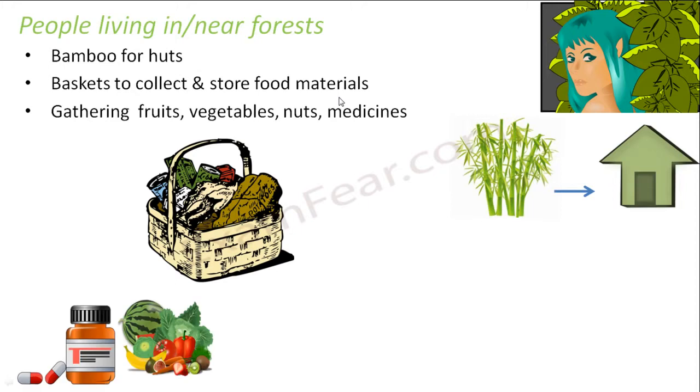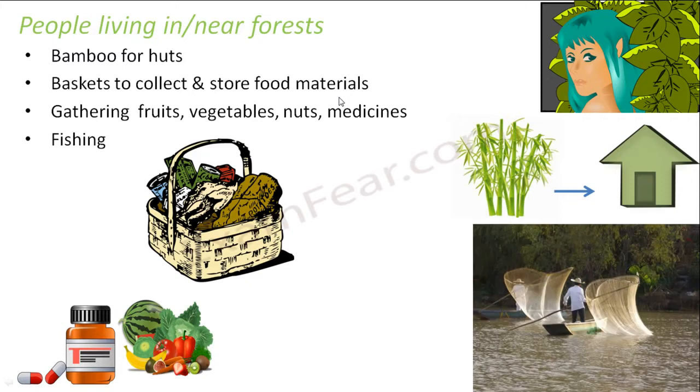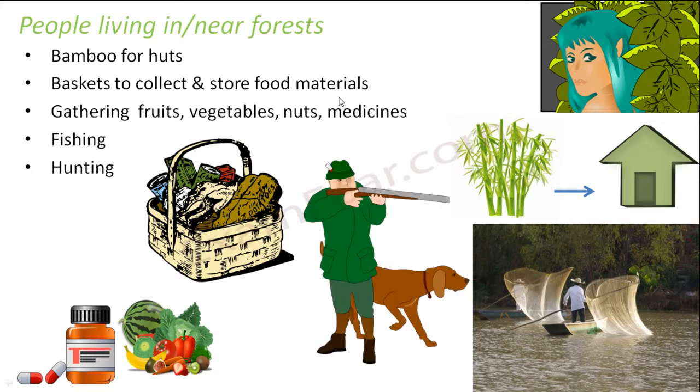They get fruits, vegetables, nuts and medicines from forests. There are so many medicinal plants, right? Which act as medicines for so many different diseases. So they get all these things from forests. Fishing, people go for fishing and they get fish which many of them consume. Hunting, people go for hunting.